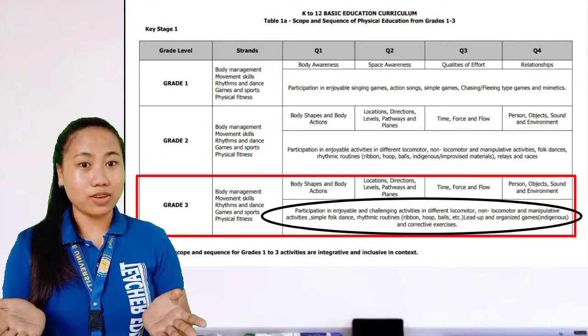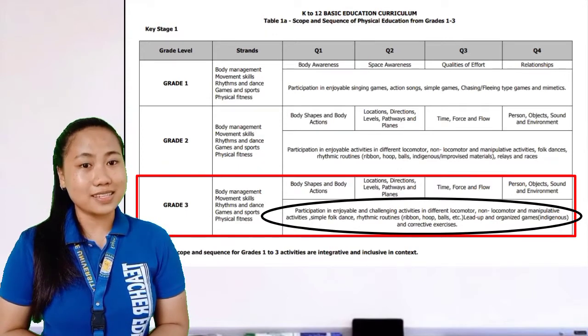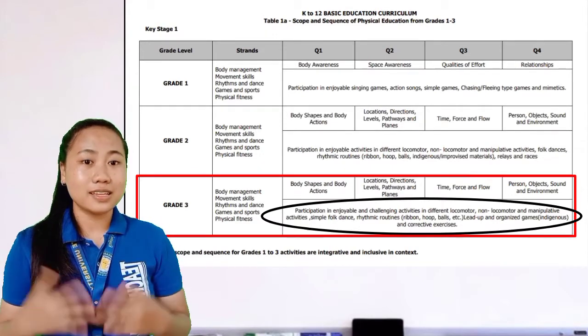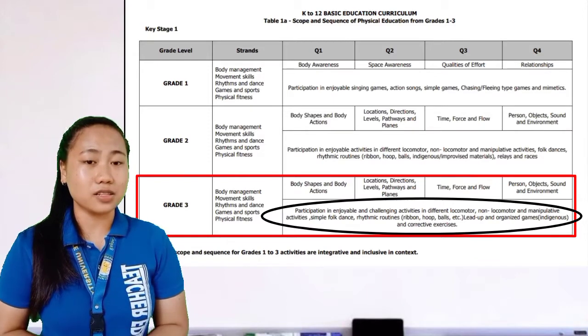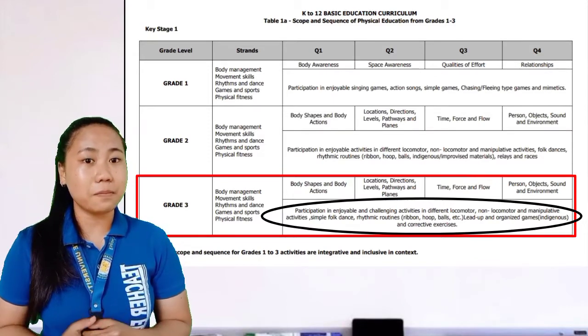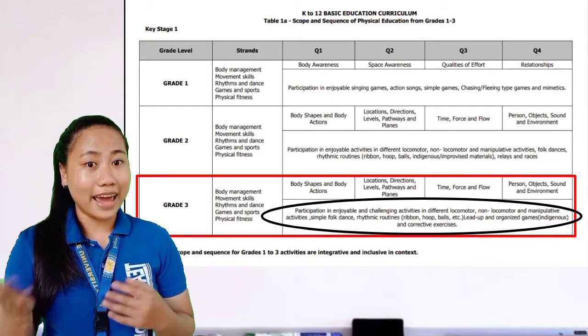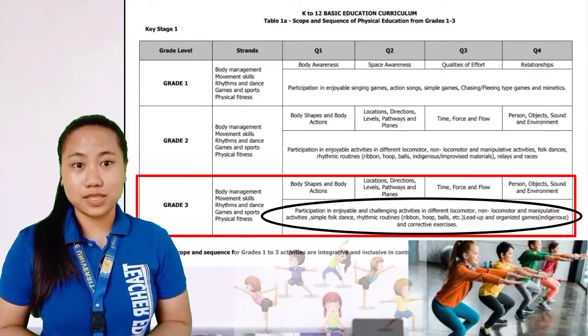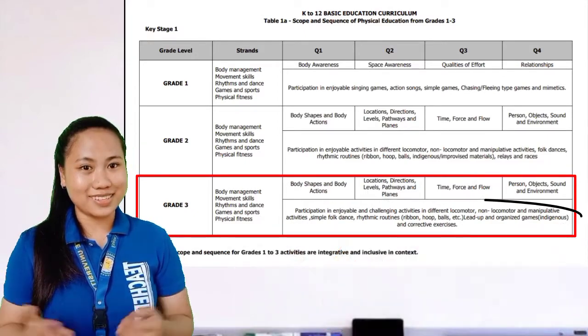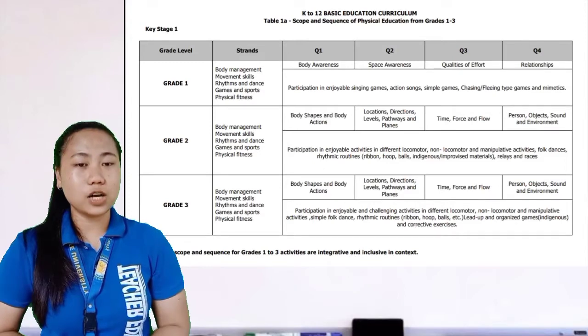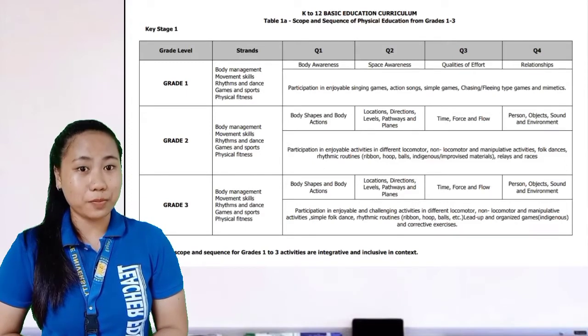When we say corrective exercises, these are the exercises usually done to correct some dysfunctions of our muscles to improve our stability, balance, and posture, like squats, some kinds of stretching, and others. And that is the scope and sequence of physical education for grade 3.